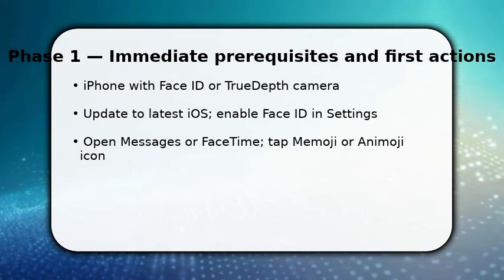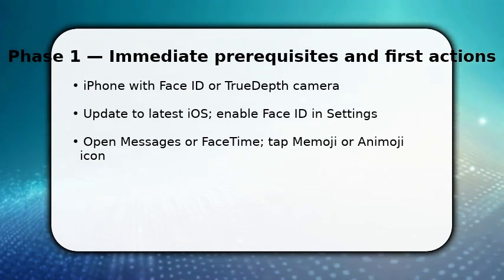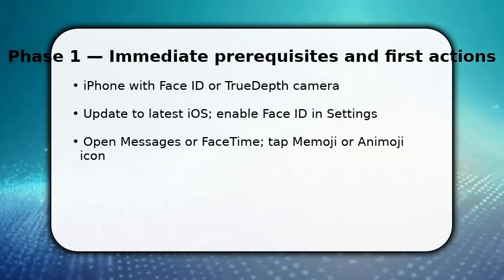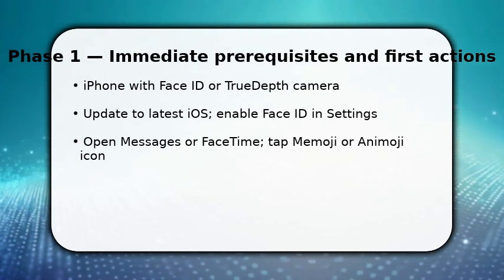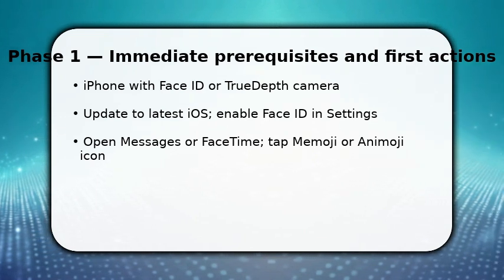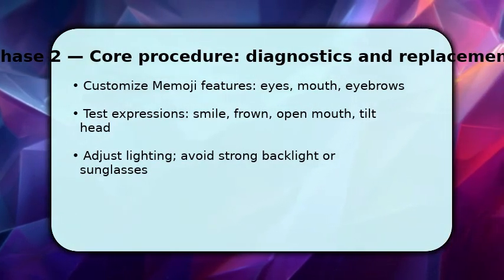Open Messages or FaceTime and tap the Memoji/Animoji icon to create or select a Memoji. You should face the camera within arm's length. Hold steady. This initial capture maps your facial features, which is essential because those marker points drive lip, eyebrow, and jaw movements. You now refine the Memoji and validate tracking by performing clear expressions.